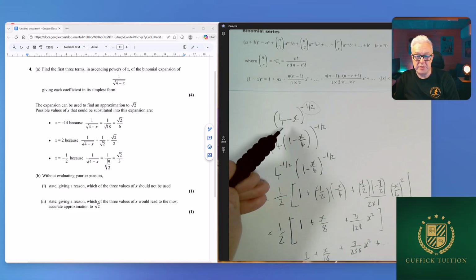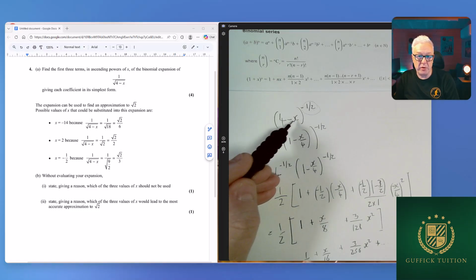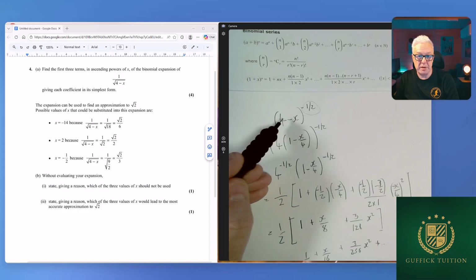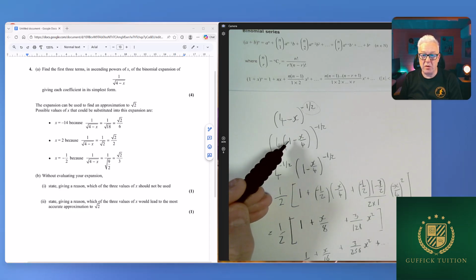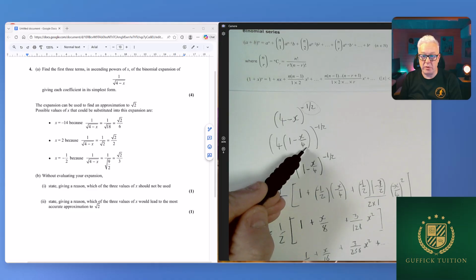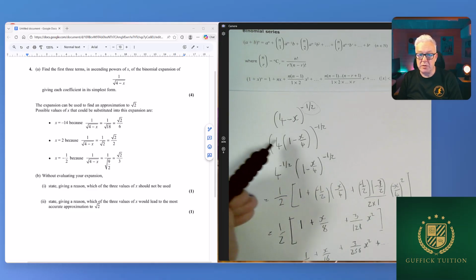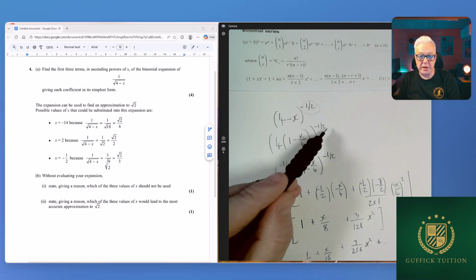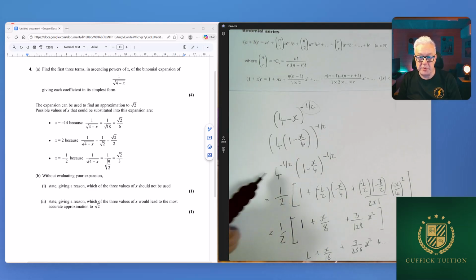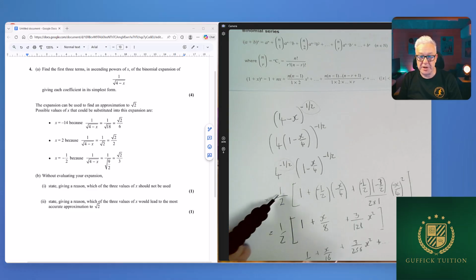So what we need to do is take out a common factor of 4 from this 4 minus x. So we take out a factor of 4, and that gives us open bracket 1 minus x over 4. Okay. So now the first common mistake that people make in a question of this type is that they forget that you've got the power of minus a half here, and they would just write 4 there. But it's 4 to the power of minus a half, which is 1 over the square root of 4, so that's going to be a half there on the outside.